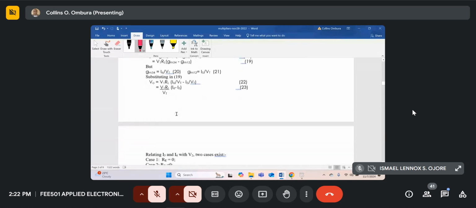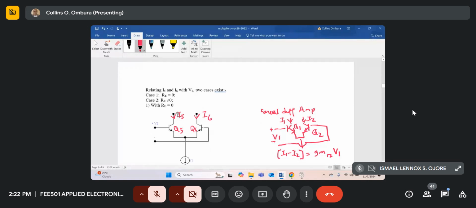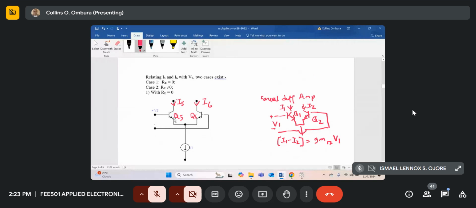For this, we have two cases. Case 1 is where RE is equal to 0, and case 2 is where RE is not equal to 0. So we'll start with case 1 where RE is equal to 0. Then the circuit just becomes this circuit over here, where this is Q5 and this is Q6. The collector current of the first one is I5. The collector current of the second one is I6.